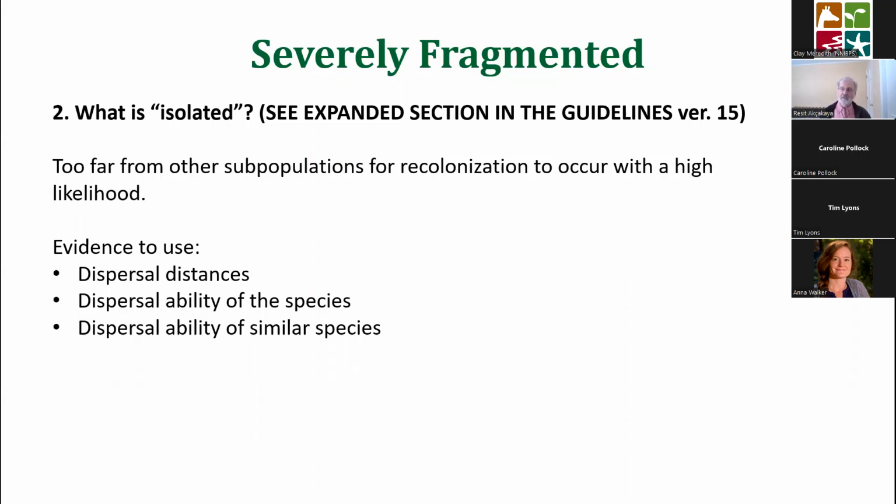And the type of evidence that you use for this is the dispersal distances of the species, the dispersal ability of the species, or the dispersal ability of similar species that use the same mode of motility and have the same body size, etc. So if the species is similar in morphology and mode of dispersal, then you can use data from other species to determine at what distance you should consider two subpopulations to be isolated because they are too far for recolonization to take effect with high probability. So those are how we define small and isolated.